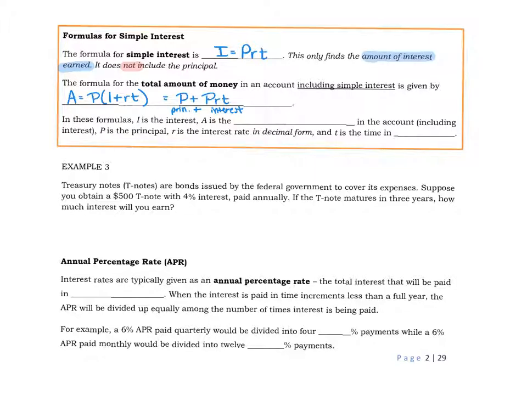And so that's why that's the total in your account, the amount you invested plus the extra. In these formulas, I is your interest, A is the total amount in the account, that includes interest, P is your principal, R is your interest rate in decimal form, and T is time in years.